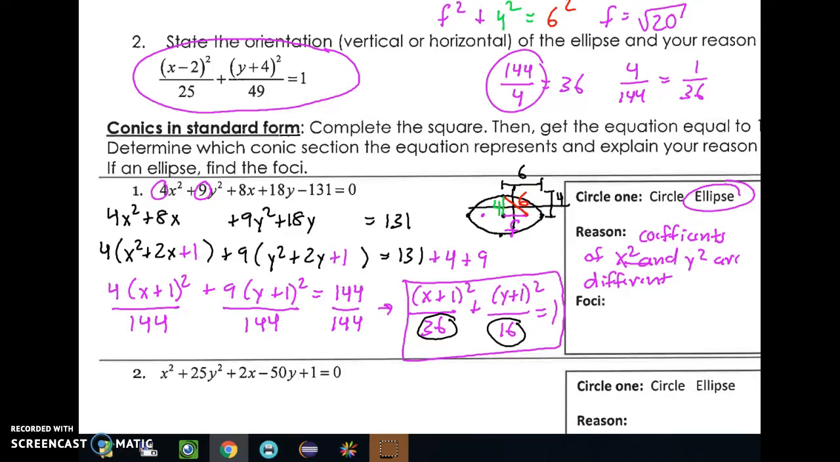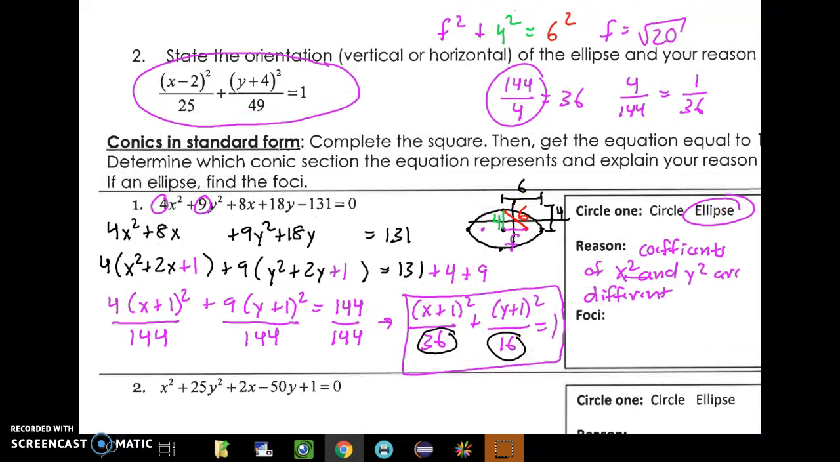So what we found so far was this was the equation, (x+1)^2 over 36 plus (y+1)^2 over 16 equals 1. We made a sketch of the graph. We noted that the center would be at (-1, -1). If we wanted to find the vertices, we'd have to go 6 to the right or 6 to the left, or the co-vertices are 4 up and 4 down. But we're really interested in finding the foci.